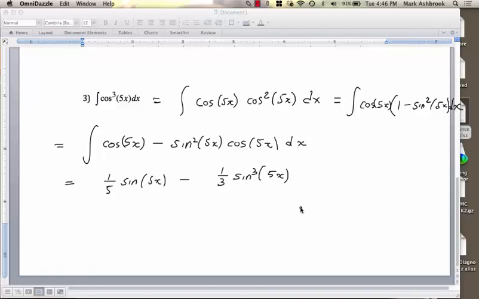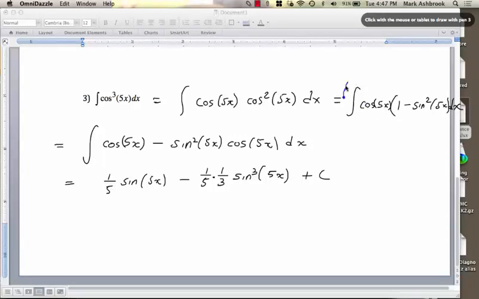But if we were to take the derivative of that, at the very end we need to take the derivative of the very inside, the 5x, and we're going to get a 5, so we need a 1/5. And so you could have 1/15, that's fine, 1/15.